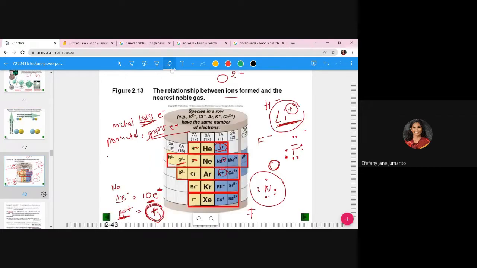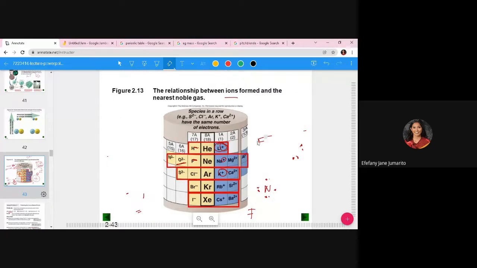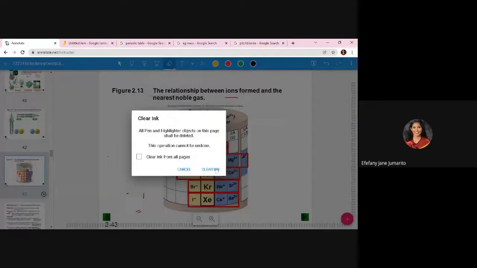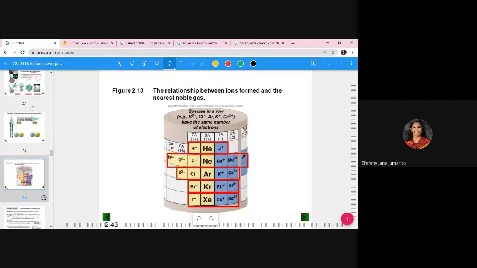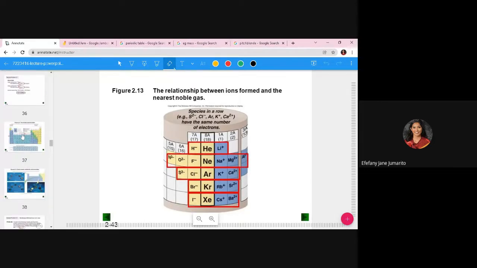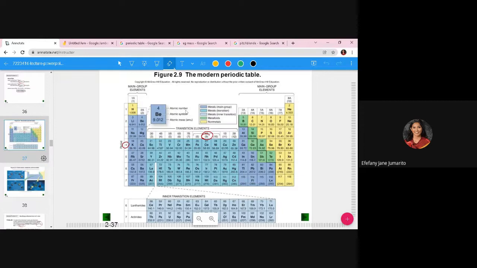Now here are the charges. You already know the charges of our elements. Okay. So here we know that in your periodic table, why does an element react?